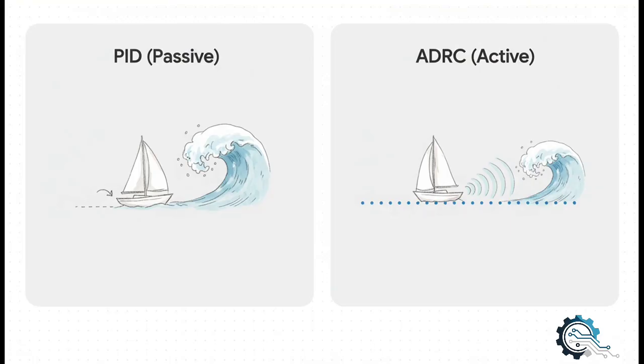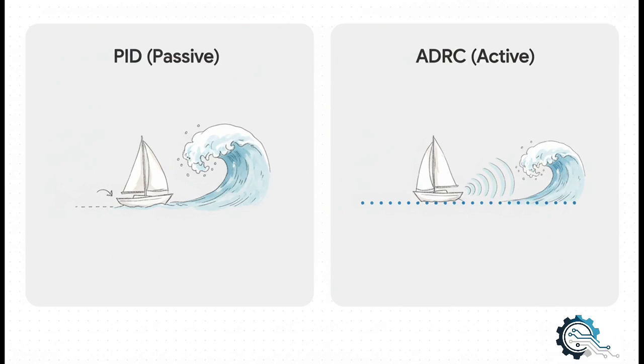This right here is the night and day difference. A PID controller, it's reactive, it's passive. It has to wait for a gust of wind to knock the boat off course, then it measures how far off you are, and only then does it try to correct. ADRC is proactive. It can feel that gust of wind in real time, and it immediately applies a counterforce to cancel it out as it's happening. It's not reacting to the error, it's actively rejecting the cause of the error.